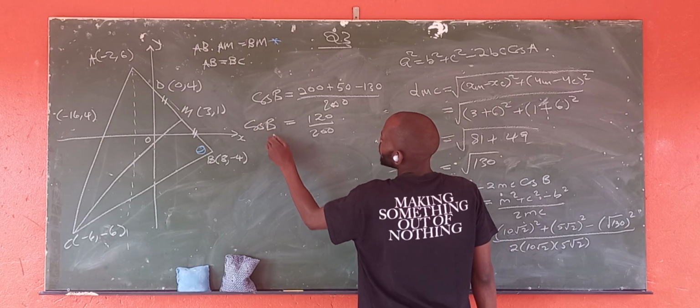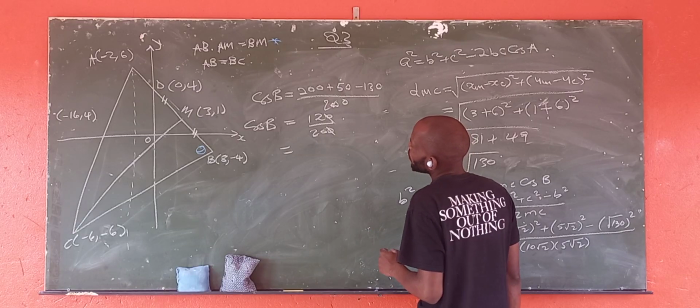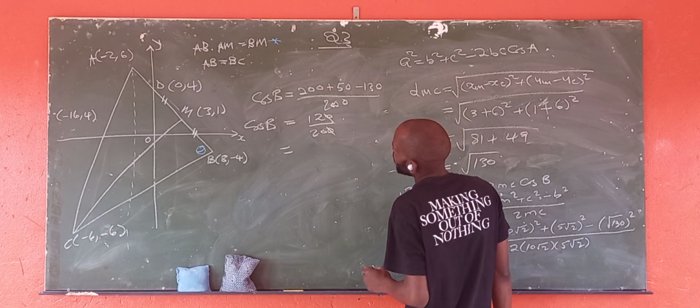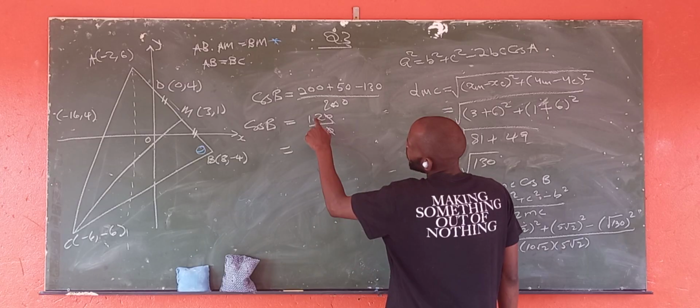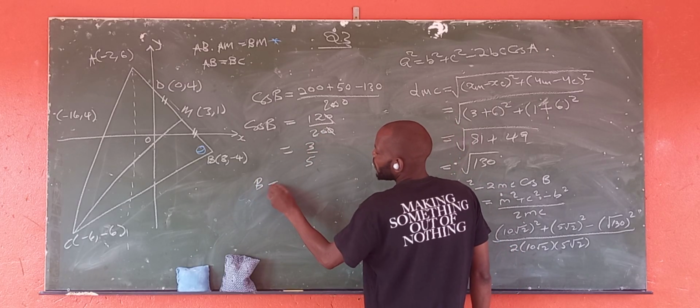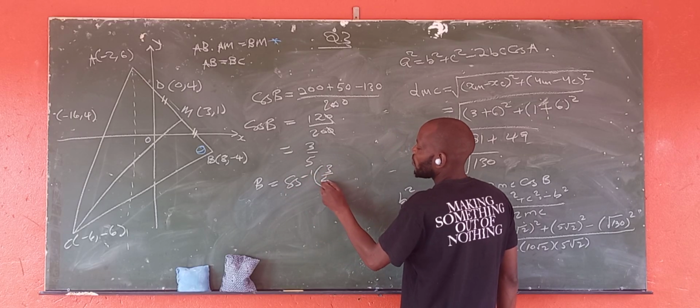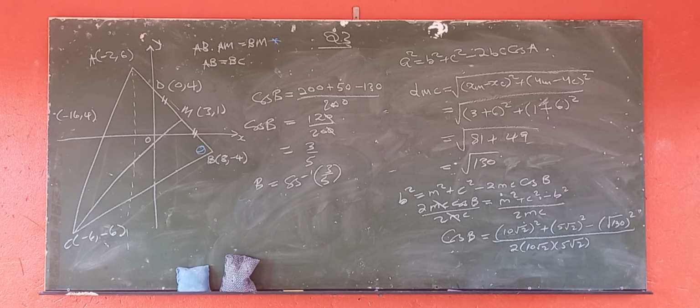This is cos of B. 120 over 200, this and this will go, 2 goes into 60, and 4 goes into it again, giving 3 over 5. So B is equal to cos inverse of 3 over 5. That will be the magnitude of angle B there. Okay?